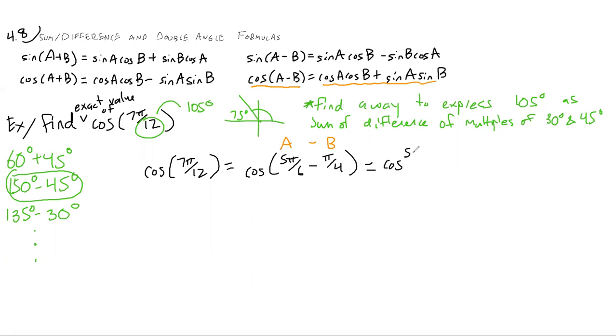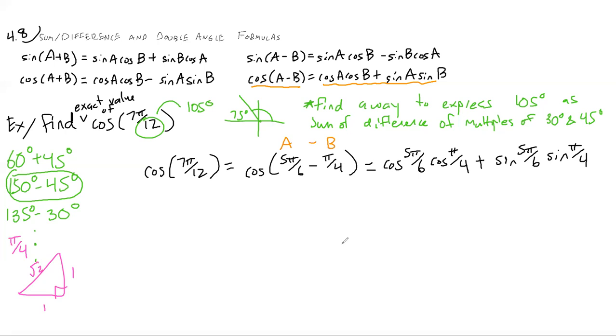So it'll be cos 5 pi over 6 cos pi over 4 plus sine 5 pi over 6 sine pi over 4. And then now we just use special triangles to figure these values out. So if I do pi over 4, we know that one, that's just 45 degrees. So that should be the 1, 1, root 2 triangle. So my ratios, sine and cosine, are just going to be 1 over root 2, 1 over root 2. So I'm going to plug those in.